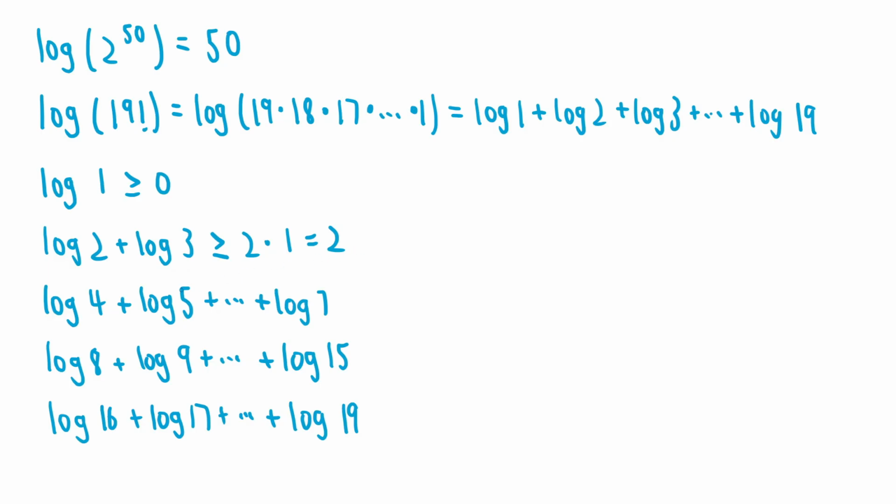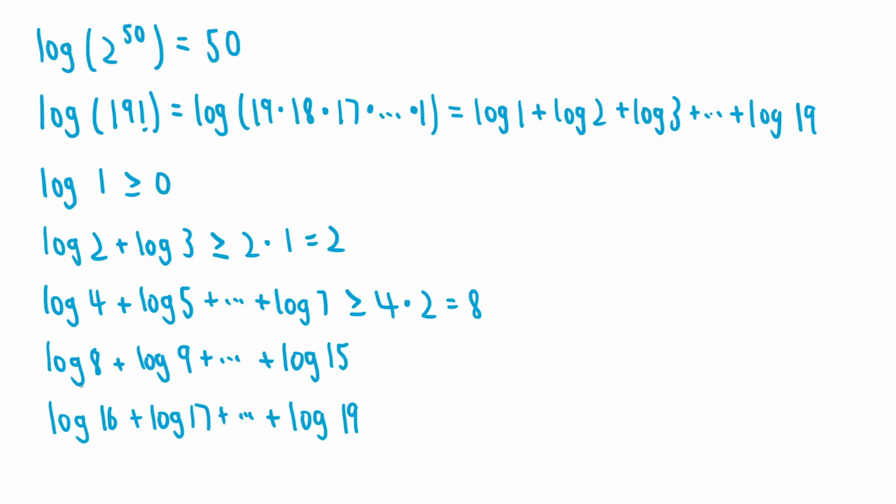If we consider the next group, log of 4 plus log of 5, and so on until plus log of 7, we can see that log of 4 is equal to 2, and the rest of the terms in the sum are greater than log of 4. So each individual log term is greater than or equal to 2. Since there are 4 terms in this sum, we can infer that log of 4 plus log of 5, and so on until plus log of 7, is greater than or equal to 4 times 2, which is equal to 8. Similarly, for the next group, we can see that log of 8 is equal to 3, and the rest of the terms in the sum are all greater than log of 8.